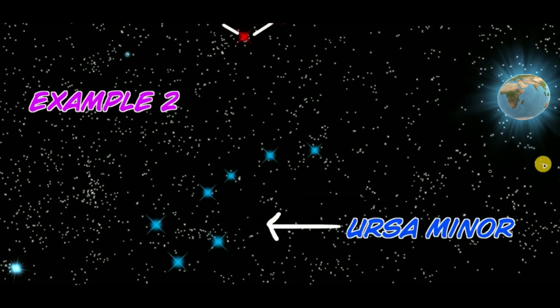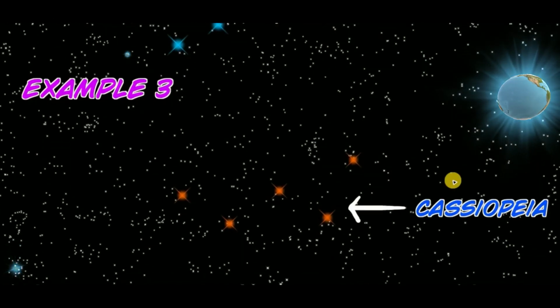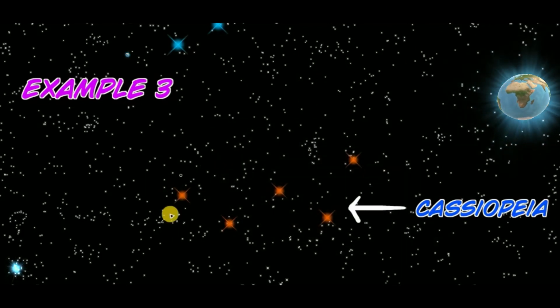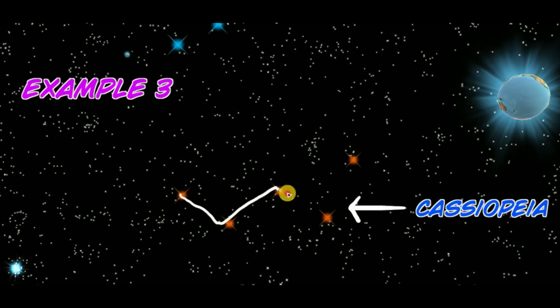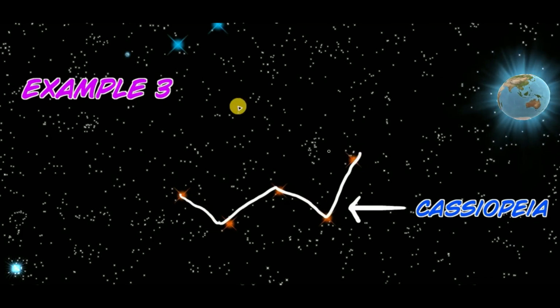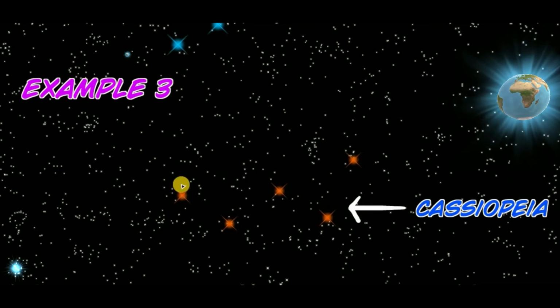So now let's move on to the next constellation, and that is the constellation of Cassiopeia. So you can clearly see that this is a group of stars. So what shape does this Cassiopeia represent? This Cassiopeia represents the shape of the W. Okay, it represents the shape of W.